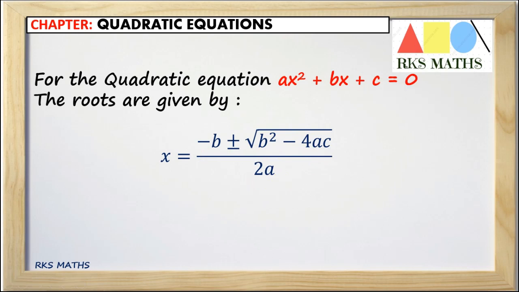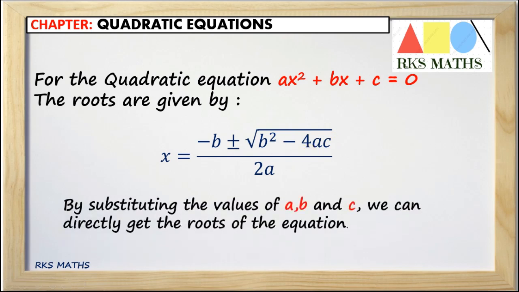Students, here you can see the alphabets involved, a, b and c, will be taken from the given equation. a will be the coefficient of x square, b will be the coefficient of x and c will be the constant term of the given quadratic equation. This is known as the quadratic formula. By substituting the values of a, b, c in the quadratic formula, we can directly get the roots of the quadratic equation.